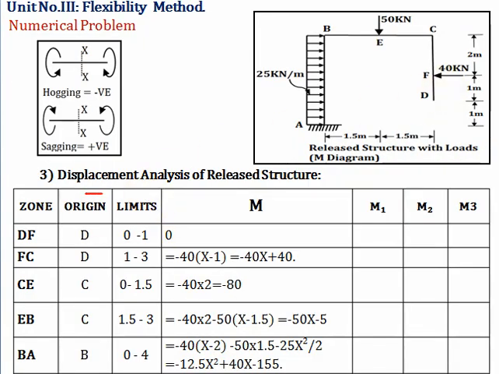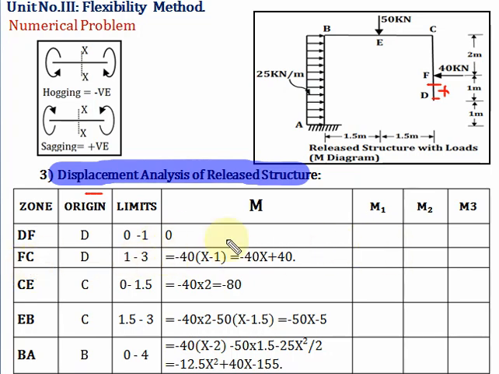Okay. Now the next step, as we know, is the displacement analysis of the released structure. Now we know what the different columns of this table are. Also we know the sign convention: hogging negative, sagging positive. So the first zone we'll consider is DF. We'll measure X from point D. On this side there is no other force, so the bending moment will be equal to 0. The limit here is DF: for D the length is 0, and for F it is 1, because we are starting from D.